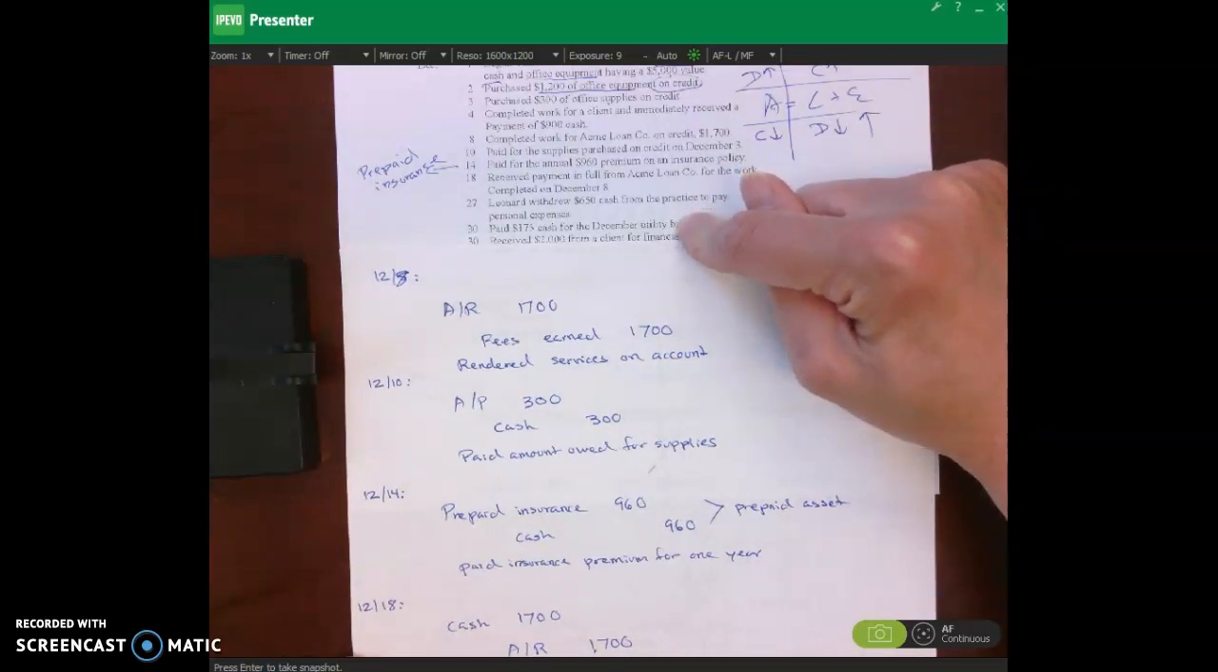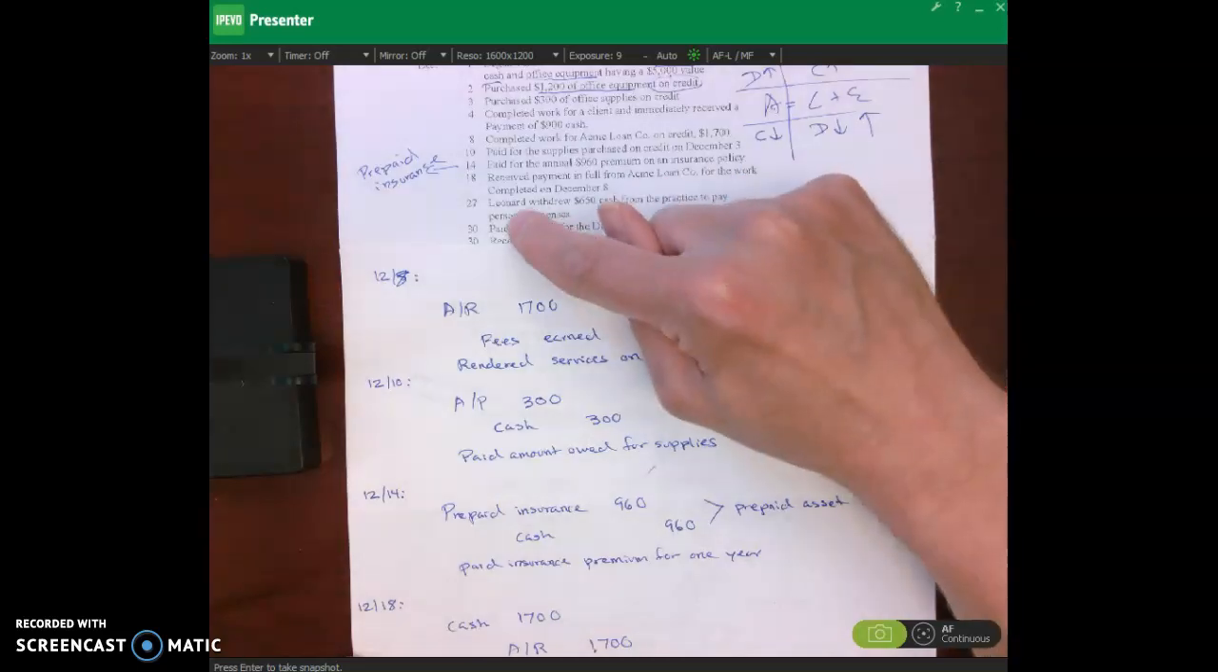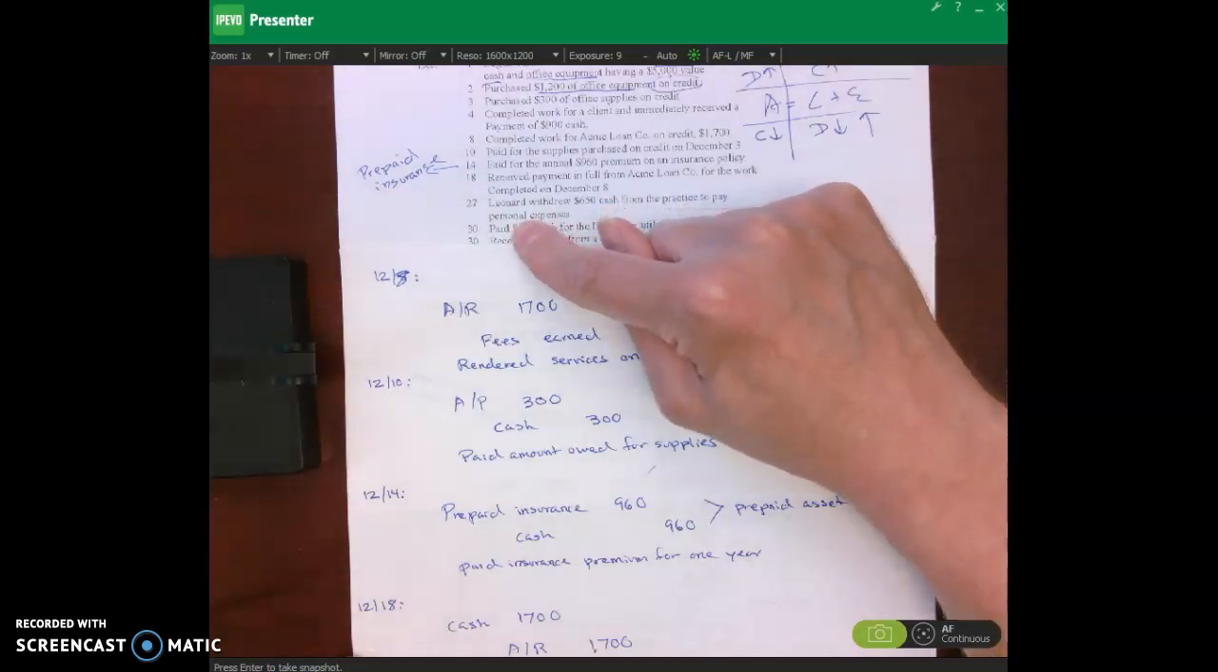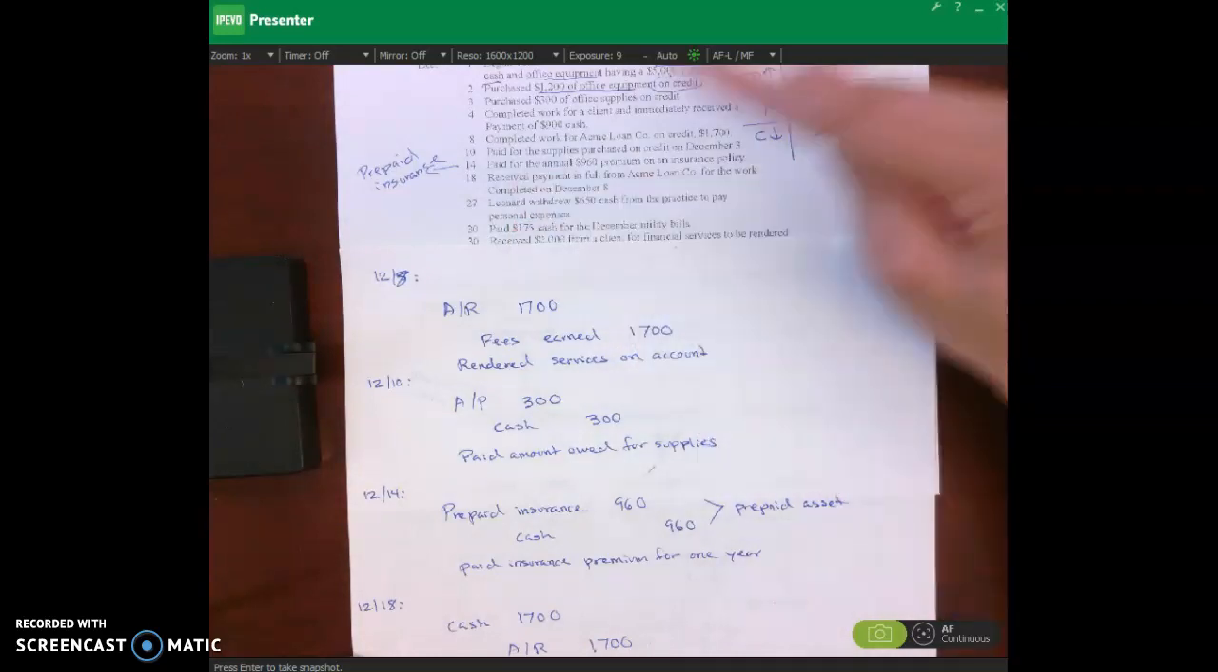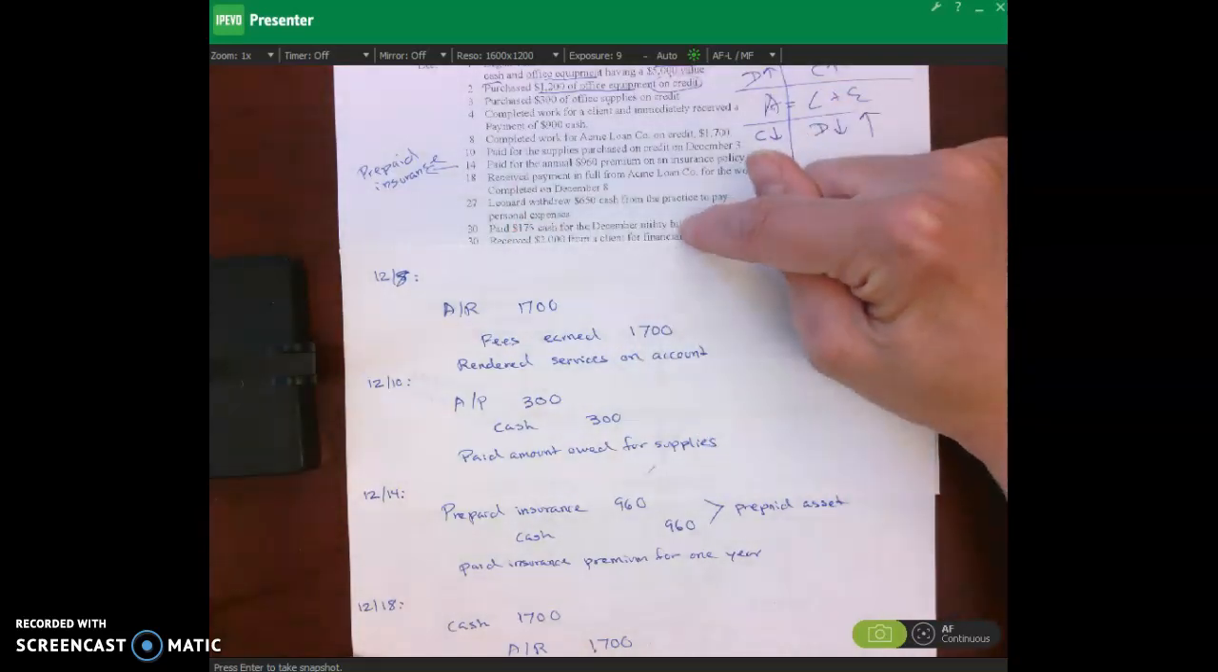So I'm recognizing that utilities expense is going up and I'm paying it. How do I pay? Whenever I see something that says paid, that means credit to cash, because cash is going down. So I'm recognizing expense, utilities expense is going up. How do I recognize that expense is going up in terms of debits and credits?